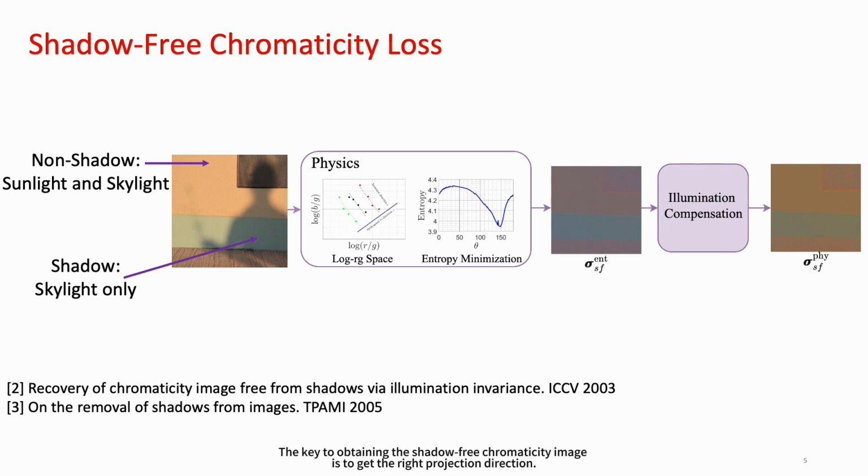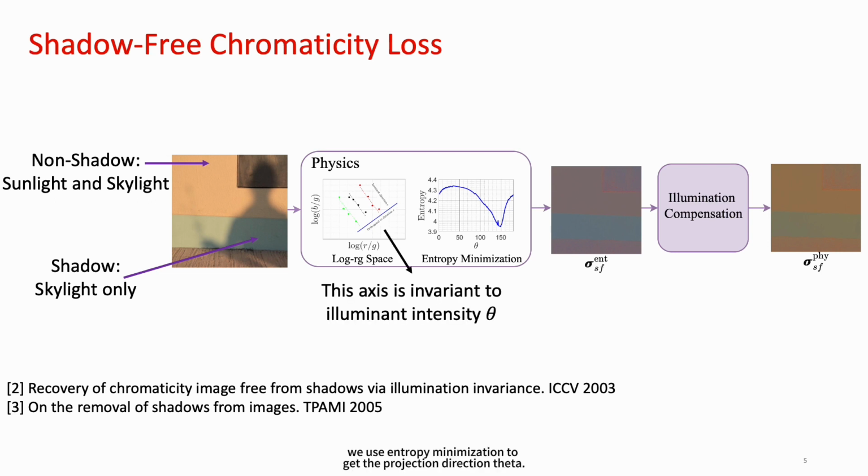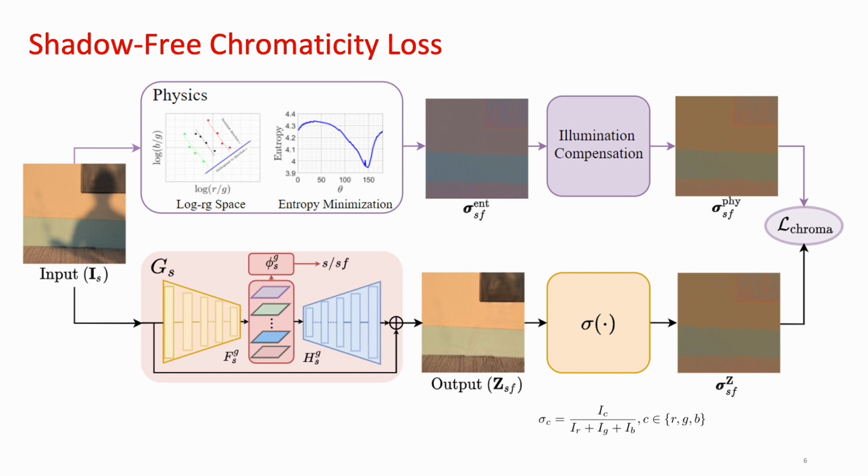The key to obtaining the shadow-free chromaticity image is to get the right projection direction. More specifically, at first we use entropy minimization to get the projection direction theta. Second, we use illumination compensation to get shadow-free chromaticity images. The lower part shows our shadow removal network. We compute the chromaticity map of the output shadow-free image. Guided by the shadow-free chromaticity images, the network learns to remove shadows properly.